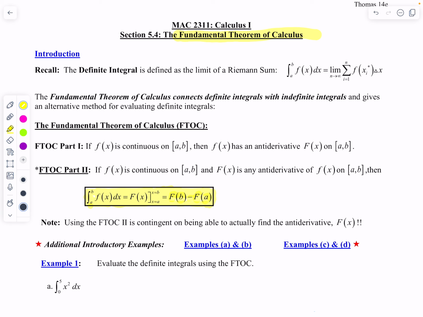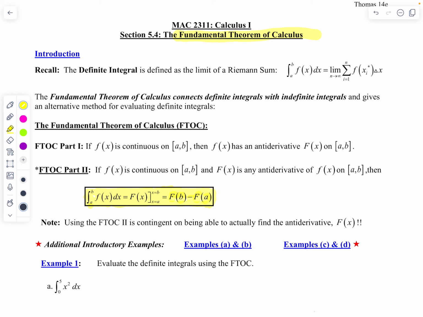The integral from a to b of f of x dx equals the antiderivative taken on the interval from a to b. So what do we do? We find the antiderivative, or we integrate. Then we plug in the upper limit into that function, and then we subtract the antiderivative at the lower limit. Using the fundamental theorem of calculus 2 is contingent on being able to actually find the antiderivative.